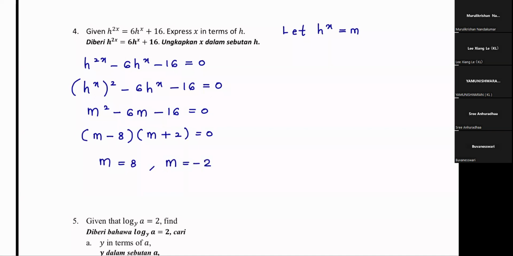Sebab apa jangan tinggal M? Sebab M is not the answer. M is just for us, right? So ganti balik M become hx. Express. Okay, that means saya nak buat apa tau?